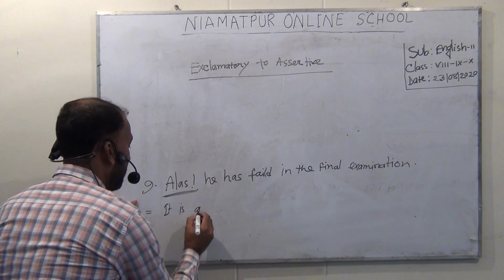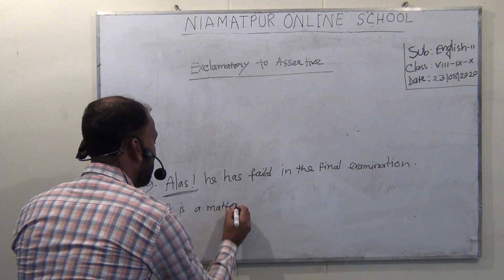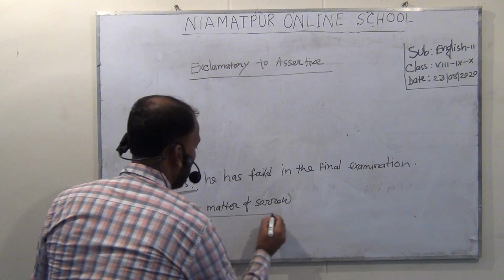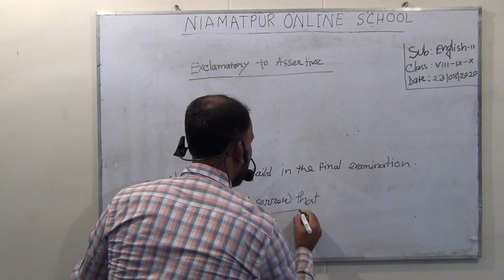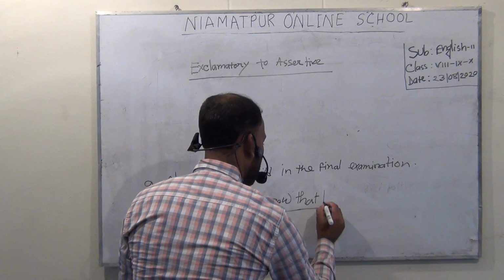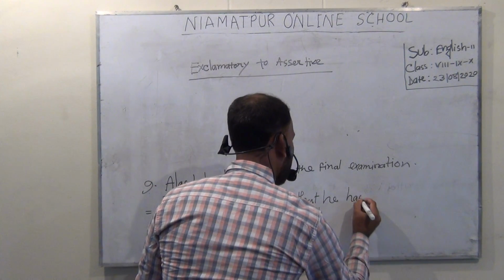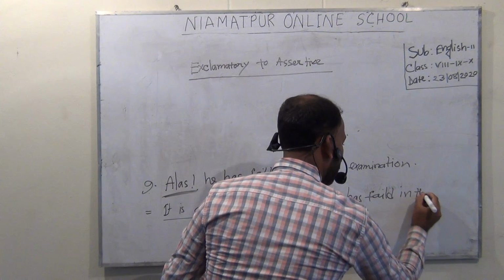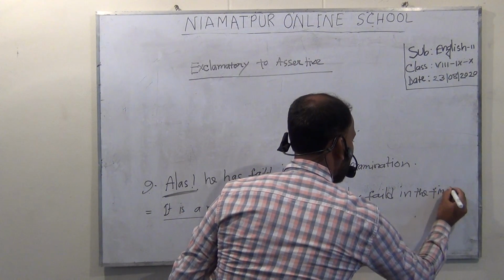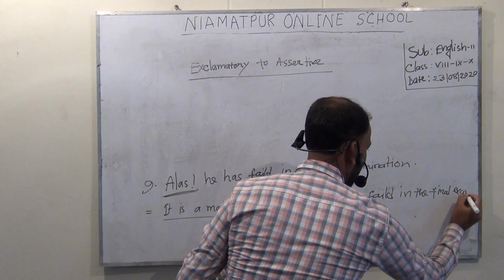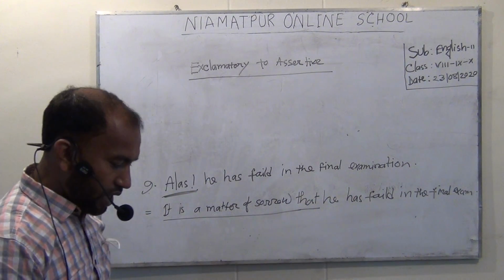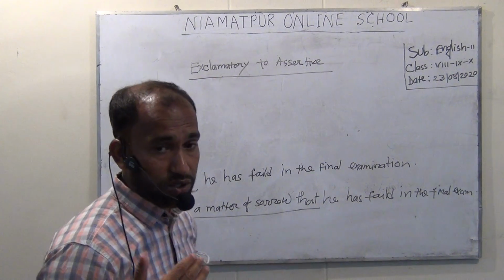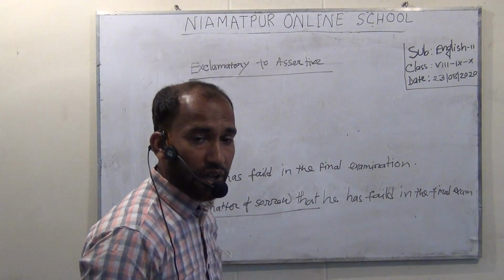It is a matter of sorrow. It's a matter of sorrow that, the next part of the sentence is he has failed in the final exam or examination. Okay? Dear student, in this way you can change from exclamatory to assertive and assertive to exclamatory.